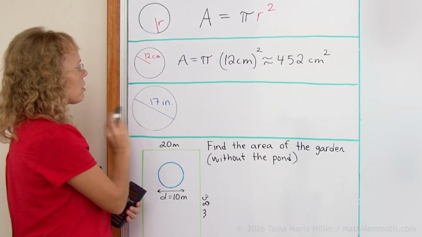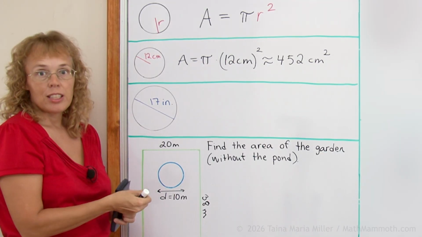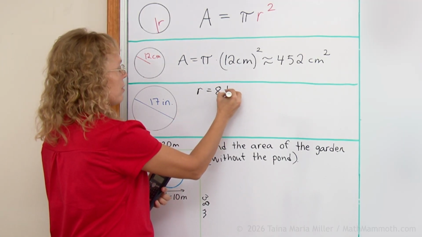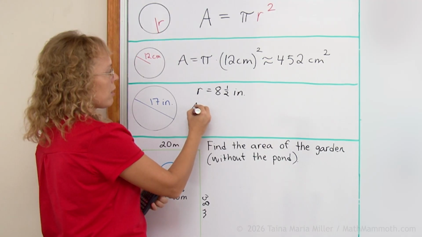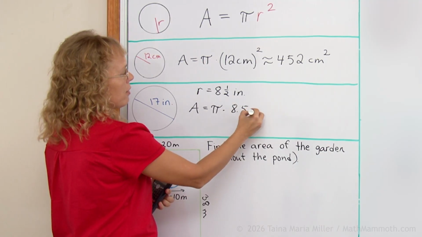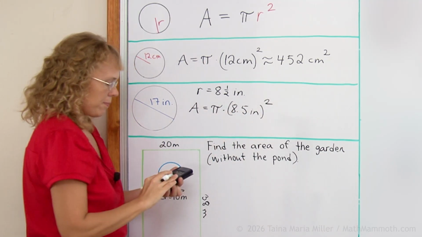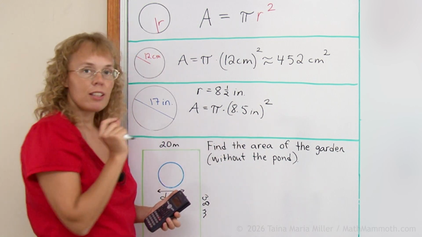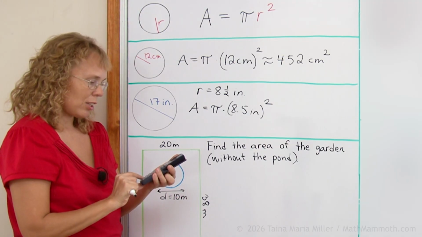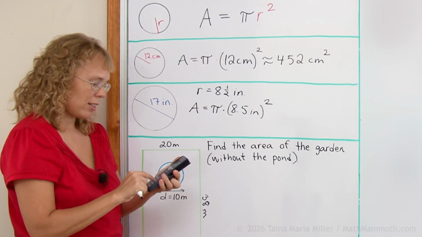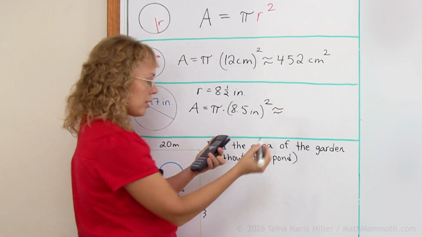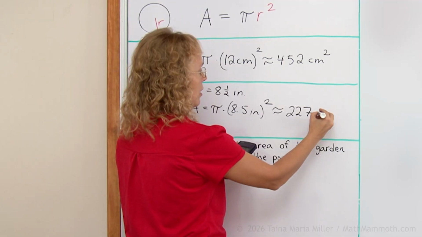Here, the radius is not given, but we can calculate the radius, right? It is just half of the diameter. Radius would be 8.5 inches. And now we can calculate the area. It would be pi times, let's put a decimal here, 8.5 inches squared. And now you calculate 8.5 times 8.5 times pi, or in some other order. You can calculate pi times 8.5 times 8.5 as well. And we will get, again, I'm going to round this, 227 square inches.